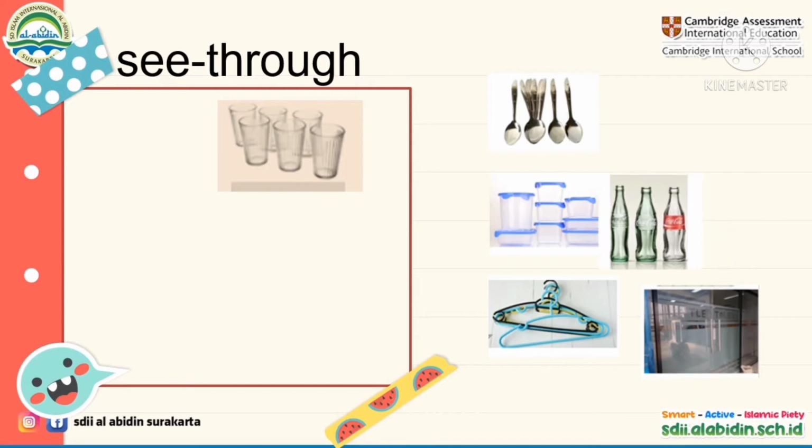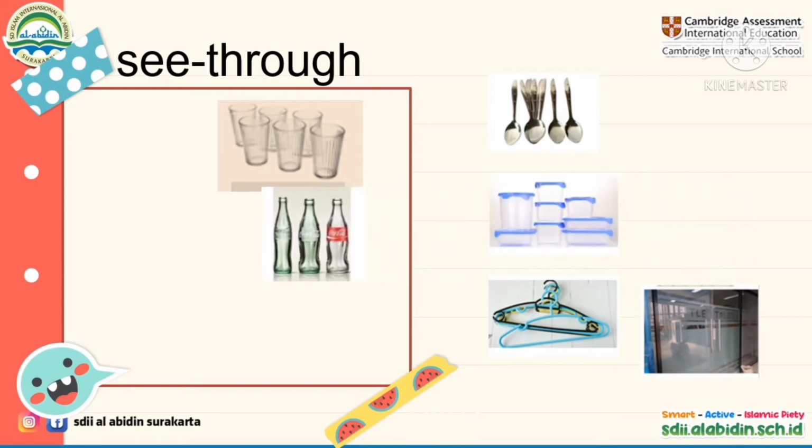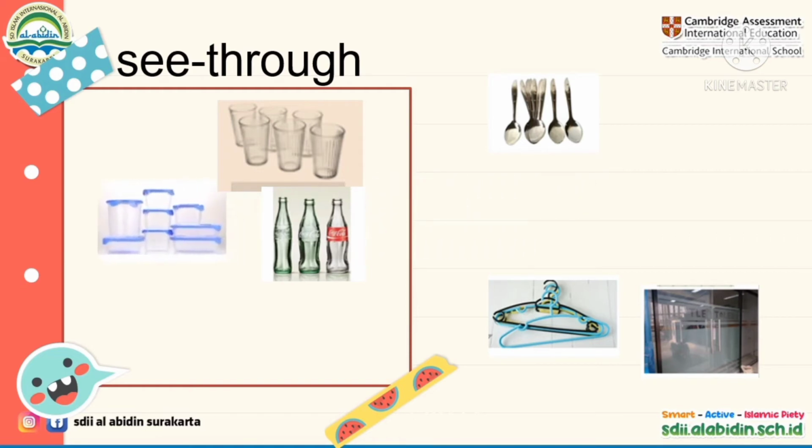Yeah. And the next one is bottles. Bottles are see-through materials. You can see through them. Okay, so we have glass and we also have bottles. And the next one, we also have this Tupperware. We can see through this material too.